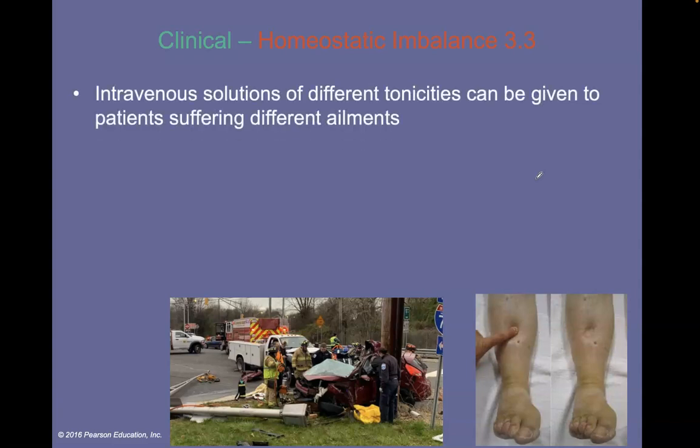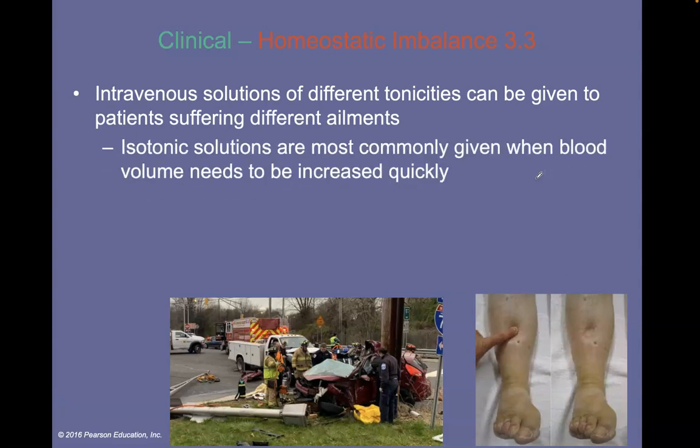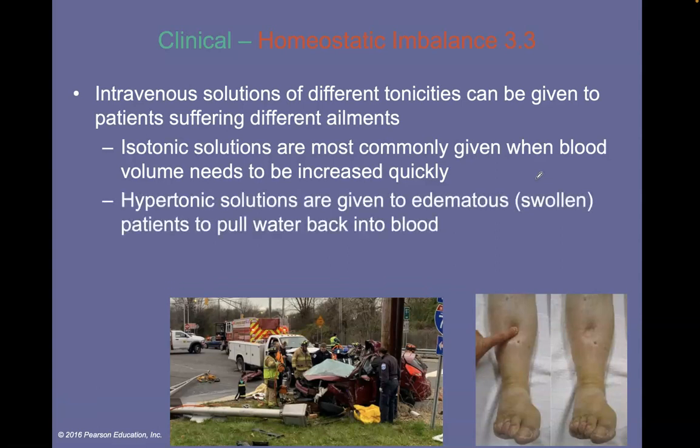Also, when you talk about intravenous solutions, this is kind of interesting in terms of different tonicities that can be given. Isotonic solutions are going to be given if you need to give blood quickly. If you have a person and they need a lot of blood fast, you're going to give them an isotonic solution because you don't want to cause any type of osmotic imbalance. So you are going to give them an isotonic solution that has the same amount of solutes as surrounding their cells.